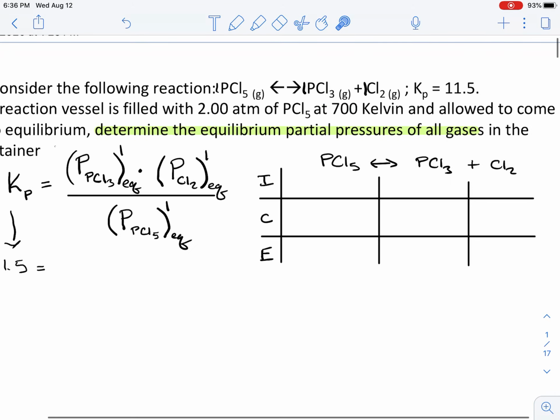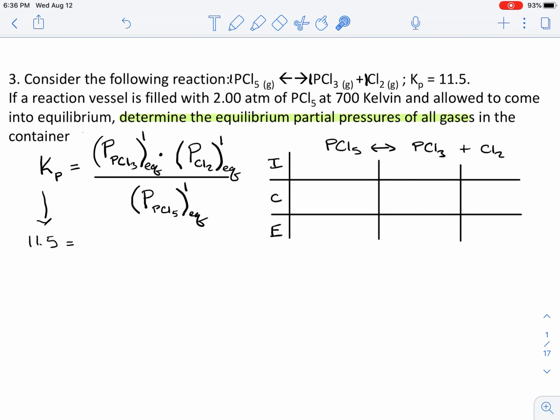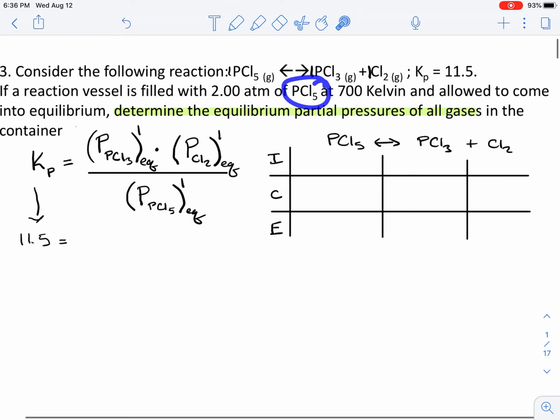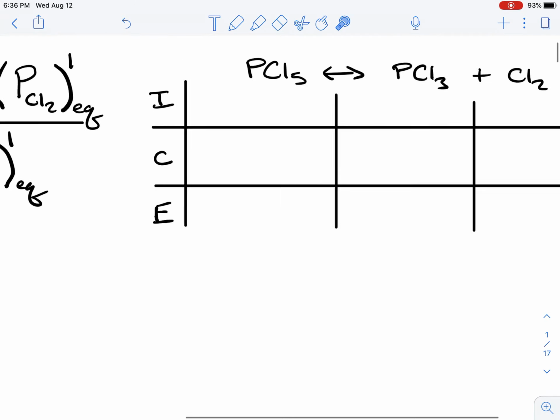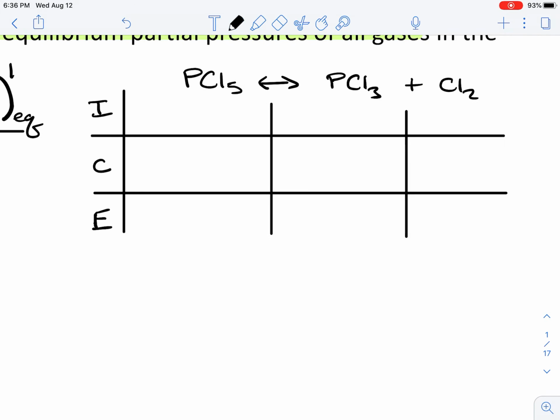All right, so once again, zooming out and reading through the problem, it looks like this problem only gave us a value for PCl5. Reading it through, if a reaction vessel is filled with 2.00 atmosphere, the chemical reaction really hasn't started yet, and therefore this pressure is the initial pressure of this specific substance. So for this problem, we're going to go ahead and put in 2.00 atmosphere as the initial partial pressure.